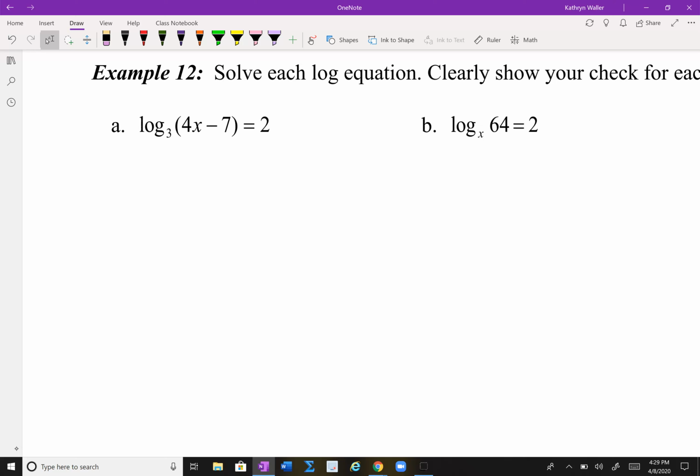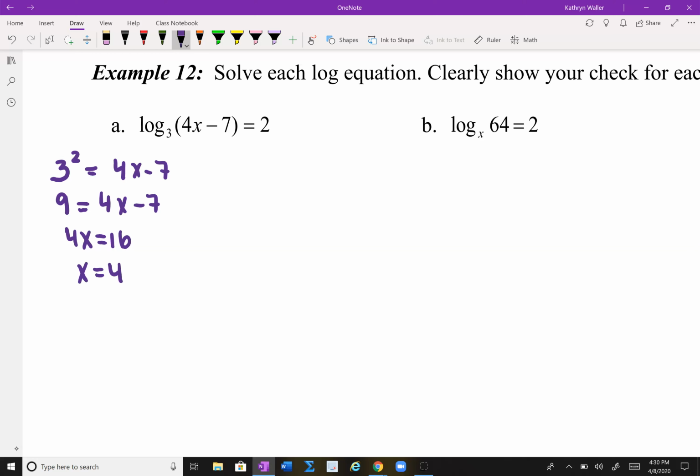It's part of the log. So when you're stuck, you convert it. Okay, write it over here pretty far to the left. So when you convert it, it's 3 to the other side, which is a 2, is equal to 4x minus 7. 3 to the second is a 9. So you have 9 equals 4x minus 7. Move your 7 over, it becomes a positive. So you have 4x equals 16. Divide by 4, and you get x equals 4.